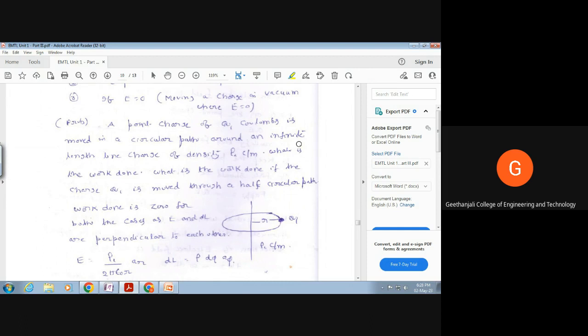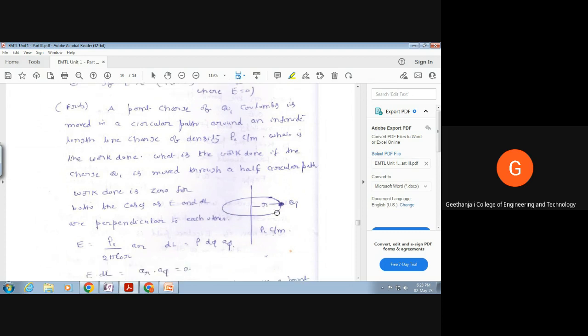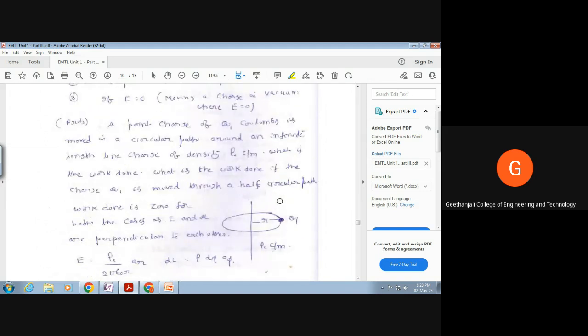For example, let us consider a point charge of Q1 coulombs and we are trying to move this Q1 coulombs of point charge in a circular path around an infinite length line charge of density rho L coulombs per meter. What is the work done? So for this the answer is 0 because once it is a circular path, the initial and final points are going to be same. So naturally W is equal to minus Q integral E dot dl from B to A. If the initial and final points are same, that integration becomes 0.